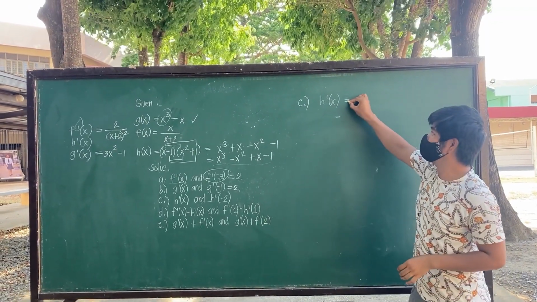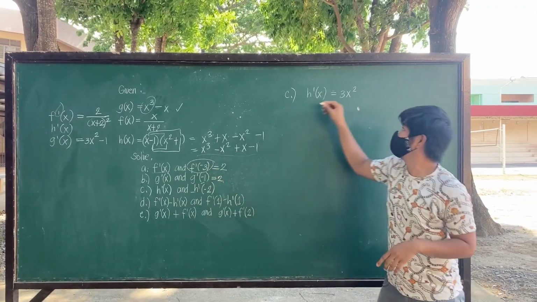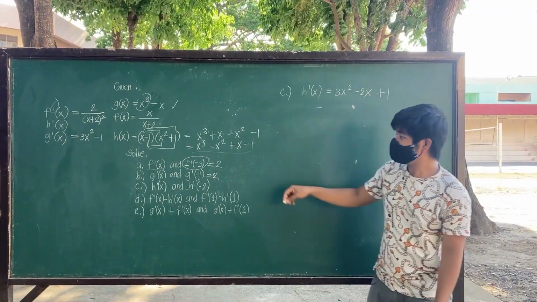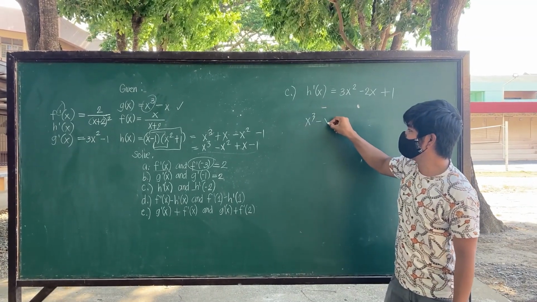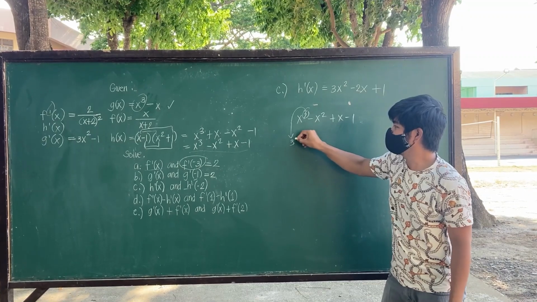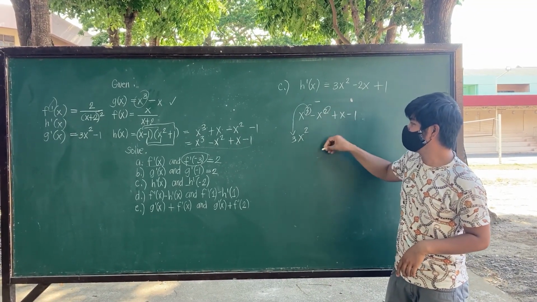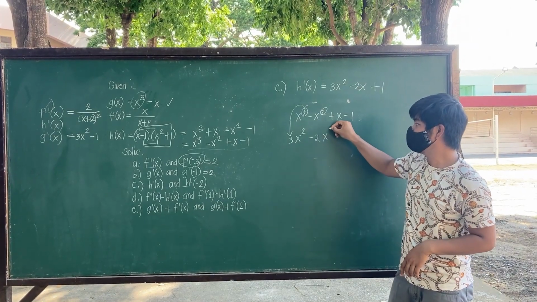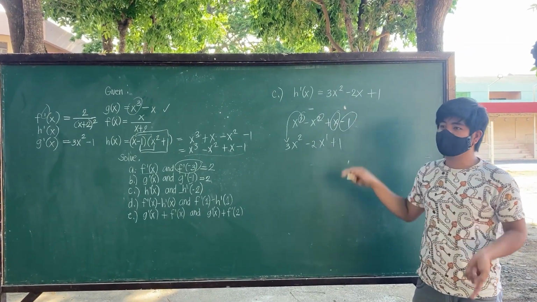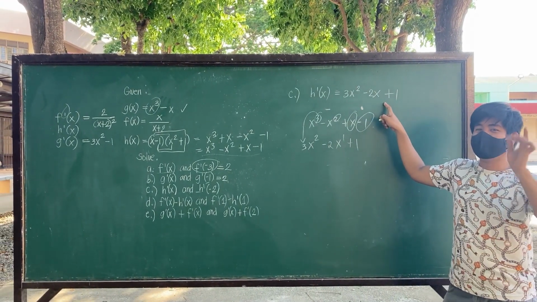So we now have 3x squared minus 2x plus 1. From x cubed minus x squared plus x minus 1, bring down 3, subtract 1 from 3, so we have 2, bring down 2, so we have negative 2x raised to 1, and this is simply 1, but this is 0, the derivative of a constant is 0. So this is now h prime of x.